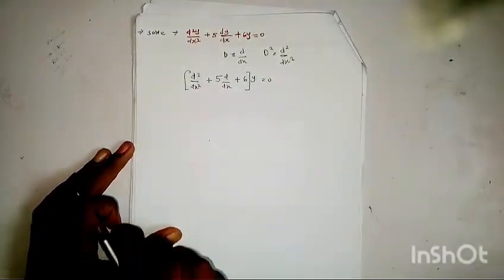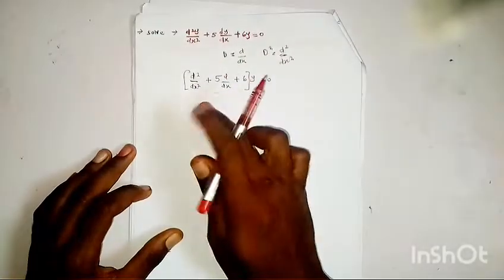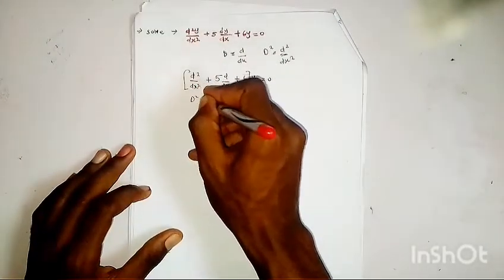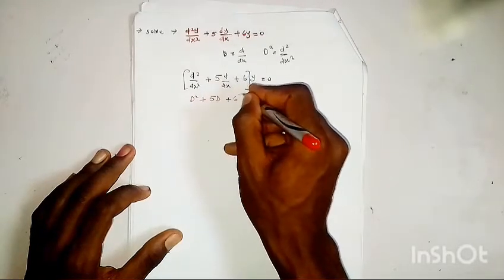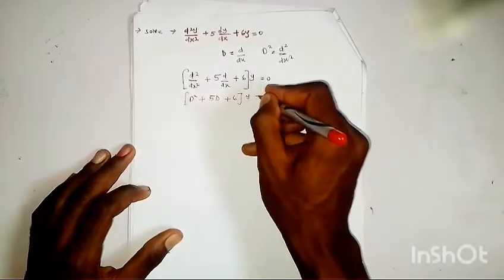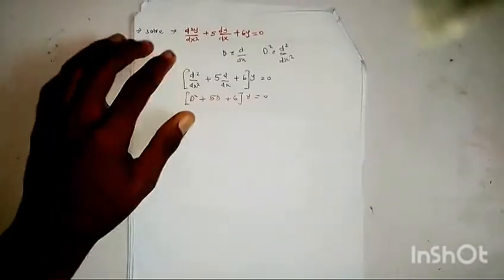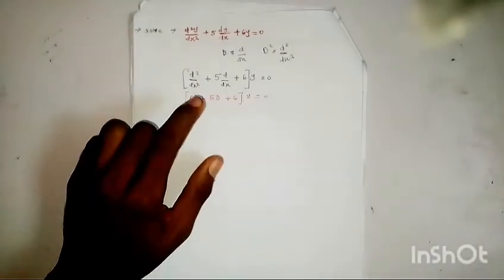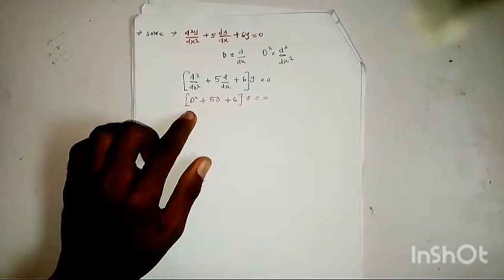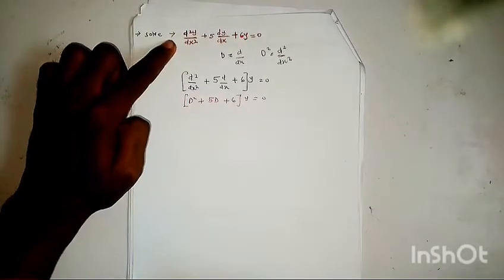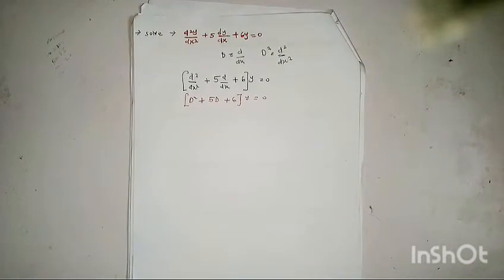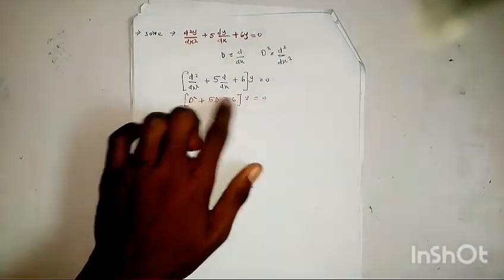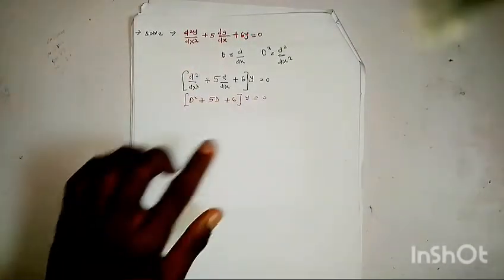So basically, then I replace my factors here. Here I have D square plus 5D plus 6, open bracket, y equals 0. So basically, in some cases, I can actually give you the question in this form or in this form. Either way, they are both the same. So now, to solve this particular differential equation, we factorize this quadratic equation here.